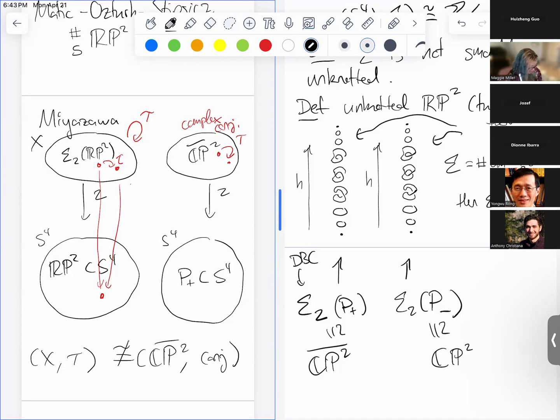Like it could be that X is just not CP2 bar. Like that would be cool. Because then that would be an exotic CP2, exotic CP2 bar. That would be an exotic definite manifold, a very small one. That's pretty close to the Poincare conjecture if it's not CP2 bar.